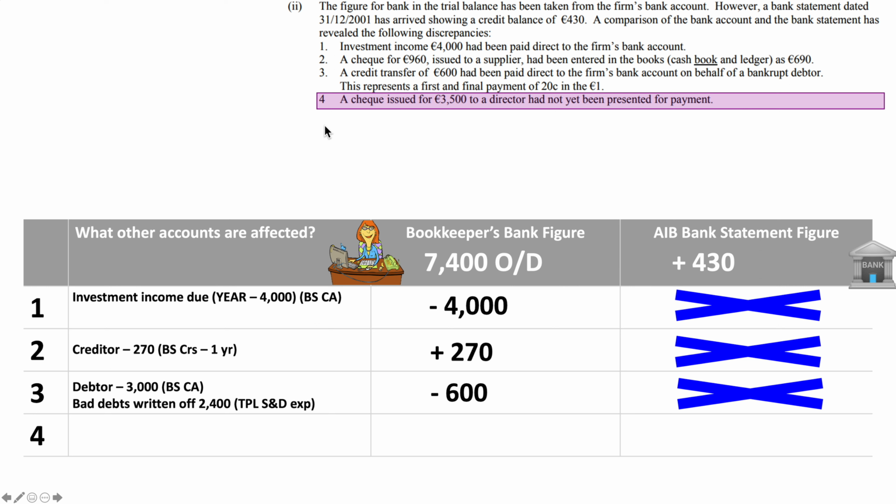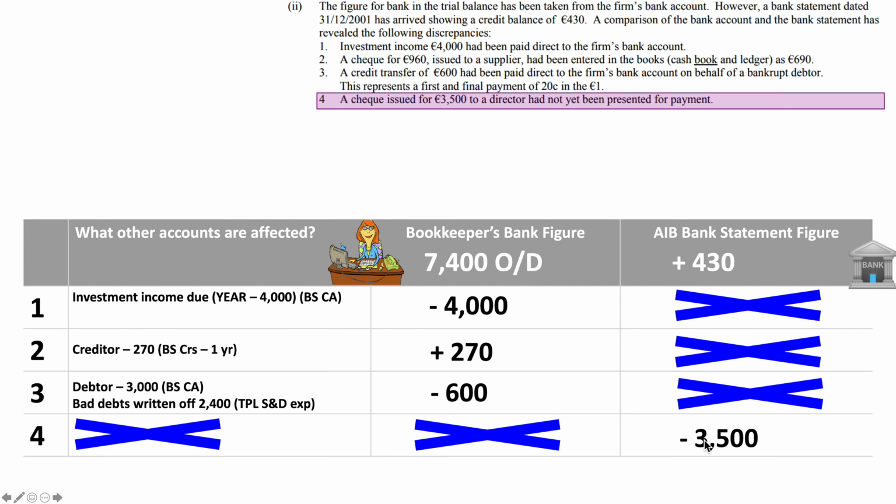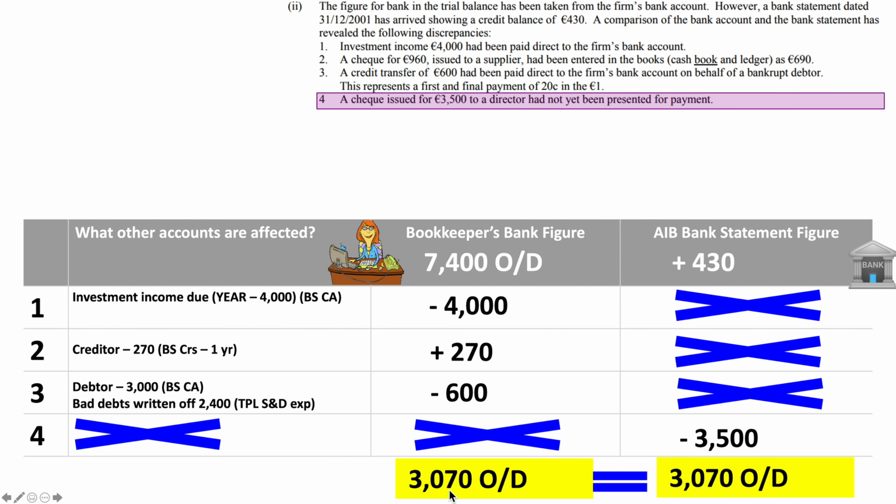Then part 4, a cheque issued for 3,500 to a director had not yet been presented for payment. So the bookkeeper has entered it all. They've written the cheque, okay? They've got nothing else to do. It doesn't say they didn't enter anything. But when this director goes into AIB and takes the 3,500 cheque from their pocket and lodges it or cashes it or whatever, that is going to reduce the positive bank figure of 430 by 3,500. So overall then you've got €3,070 bank overdraft in both. And that is that. And that's it done.